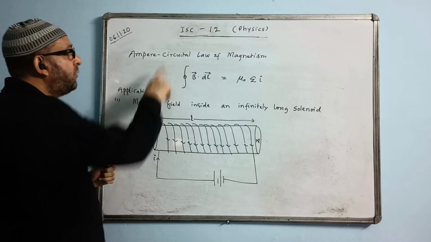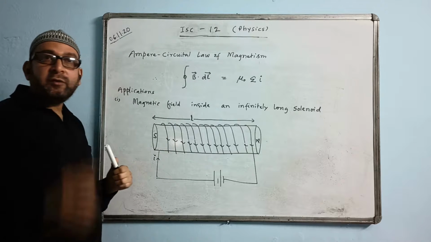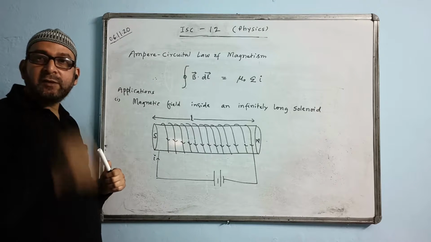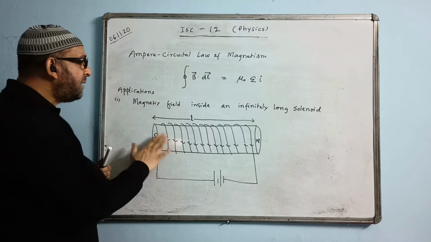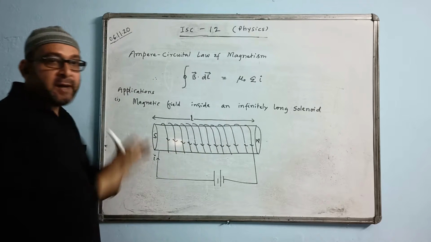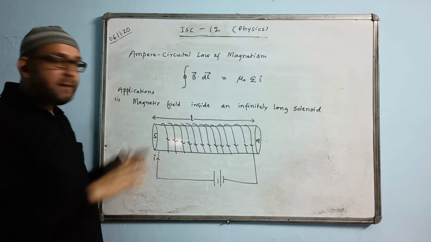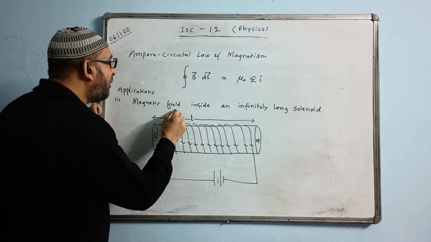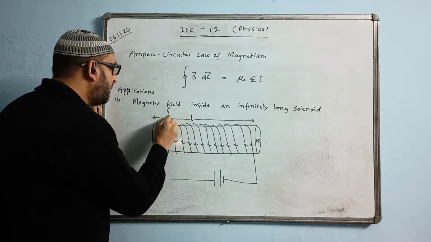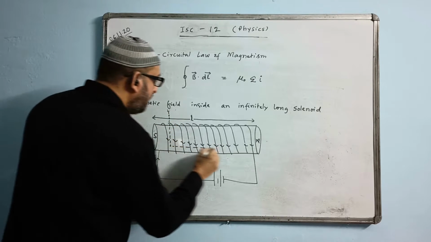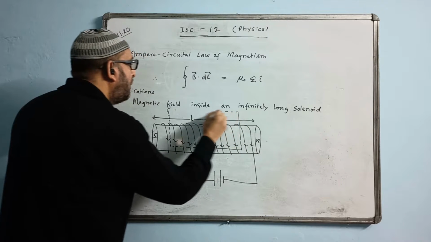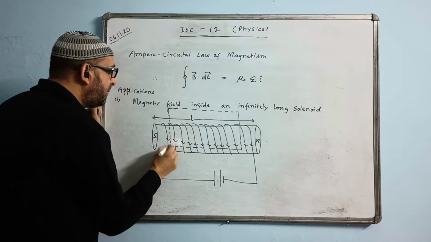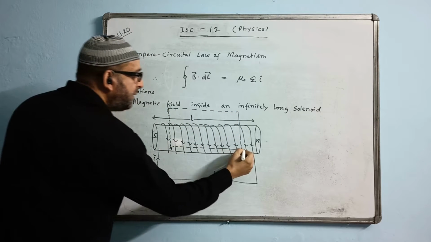For Ampere's circuital law, we have to draw the magnetic lines of force. This will behave as a bar magnet. A bar magnet is a rectangular magnet like this, so the magnetic field lines will come in the form of a rectangle like this. This way you will draw it. These are the magnetic field lines being created.